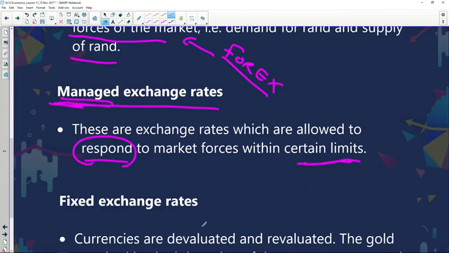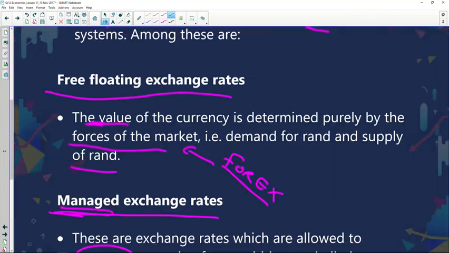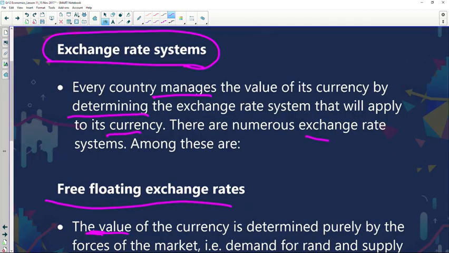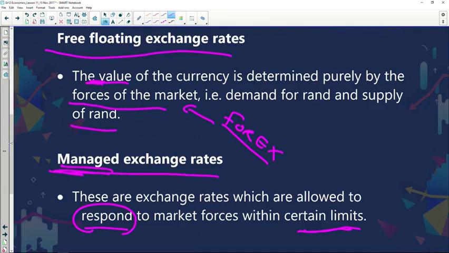And then you've got the fixed exchange rate over here. I'm going to pull my screen down so that we can see this clearly.